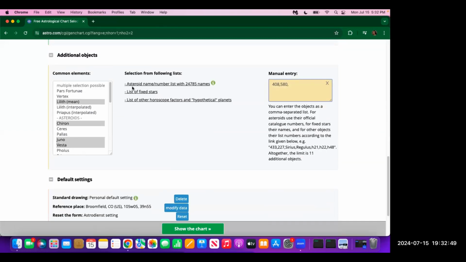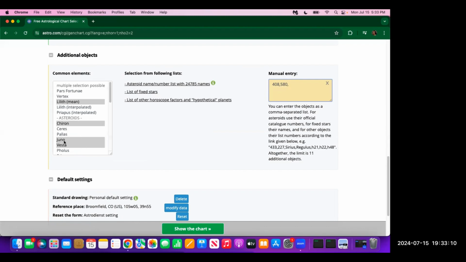Coming down to additional objects, this is where you could add asteroids if you want to use asteroids. And this is where you could manually enter asteroids. And this is where you could select asteroids from this list here. Now, today we are not going to talk about any of the asteroids.